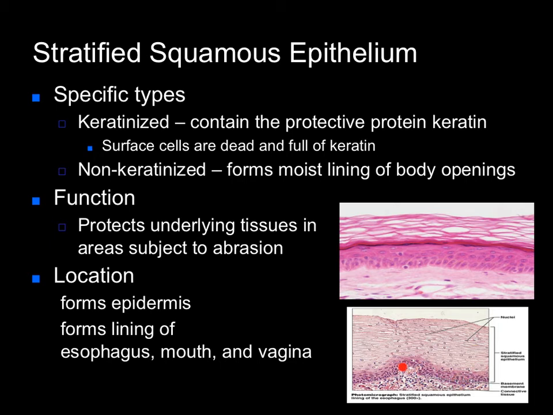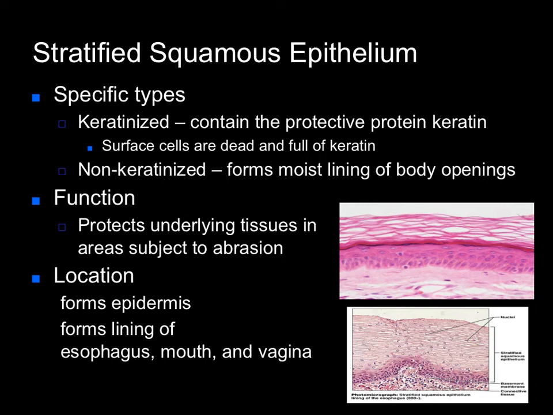So it means this bottom layer right here is where we have new cells forming. But as that gets pushed up, the cell cytoplasm fills with this hard protein called keratin, and this makes for waterproofing. We also have non-keratinized, which is going to form moist linings of body openings, like the inside of your mouth. The function here is mainly protection.